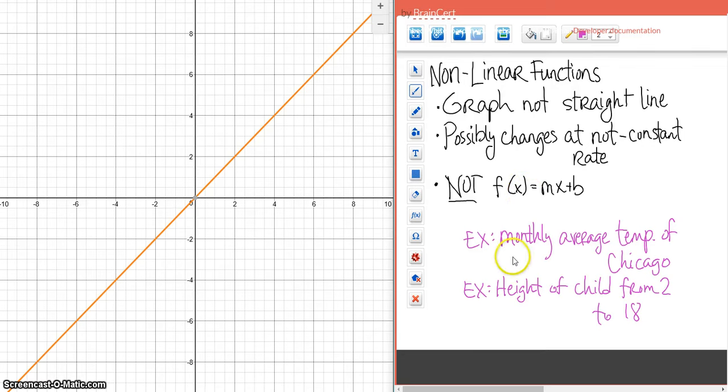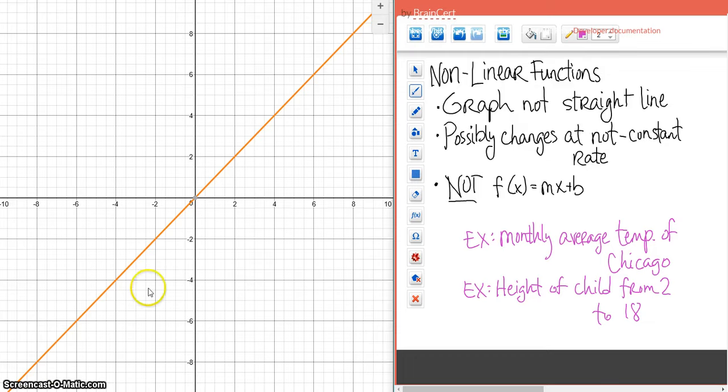Two examples that we may not think about as functions because they're so nonlinear are monthly average temperature of Chicago, which changes quite a bit throughout the year, not constantly. This is an example where it's not at a constant rate. And the height of a child from 2 to 18. There may be portions of this child's life where he or she grows at a constant rate, but over the course of this year span, it's definitely not constant and therefore it is not linear.